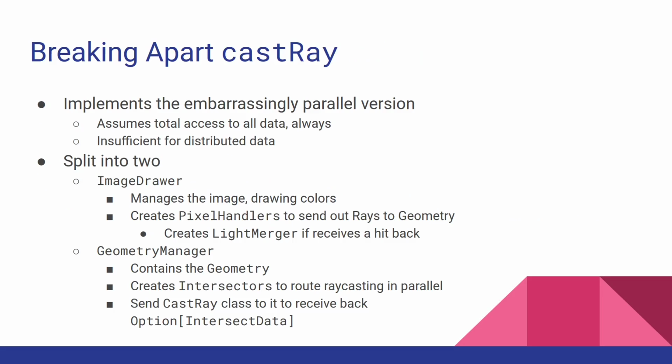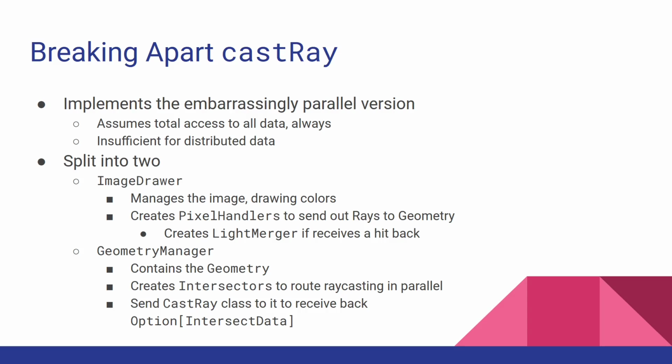So we then wanted to actually break it apart, as we said, with the approach. And so the first step in that is to actually, in Akka and Scala, implement that simple, embarrassingly parallel version. To that end, we called it the cast ray function, and it assumes that you have complete access to every piece of data at all times. That's super simple and super identical to the embarrassingly parallel version, and as a result, it's also completely insufficient for any amount of distributed data at all.